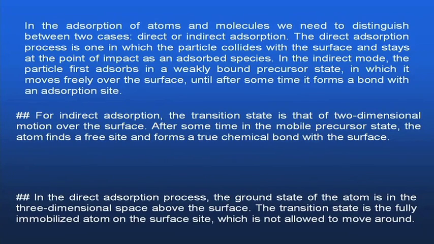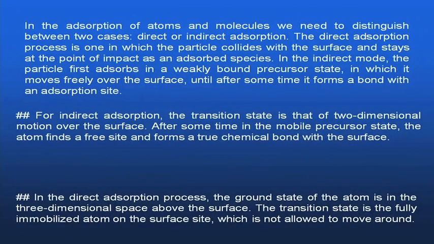But initially when it has hit the surface, there is a weak linkage. Weak linkage means it hits the surface, but it remains adhered to the surface. It will not go out, it will just move around the surface until it can find a space to sit. So, for the indirect adsorption process, the transition state is that of a two-dimensional motion over the surface.